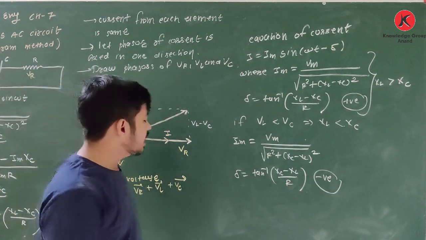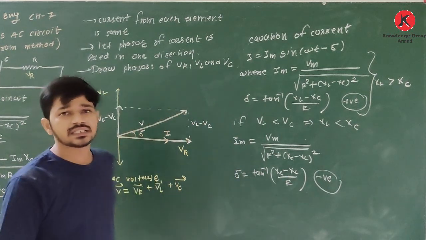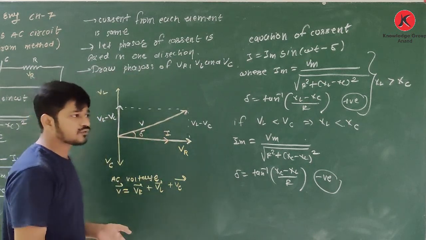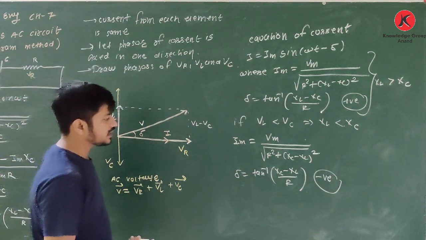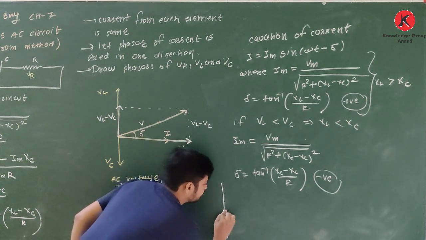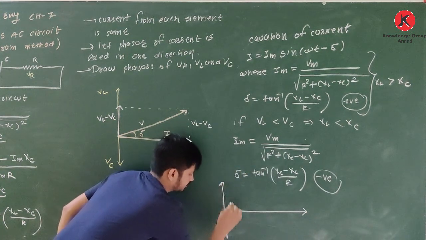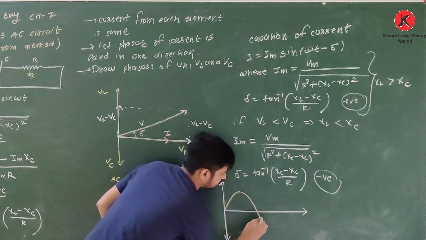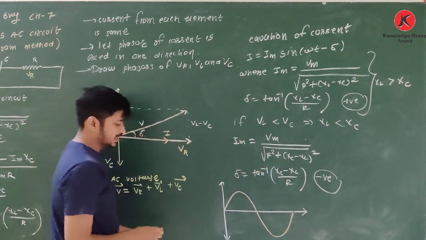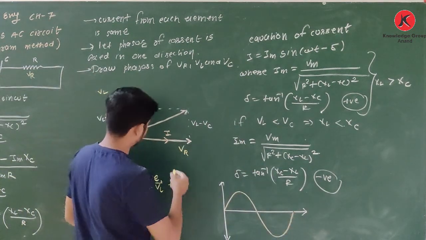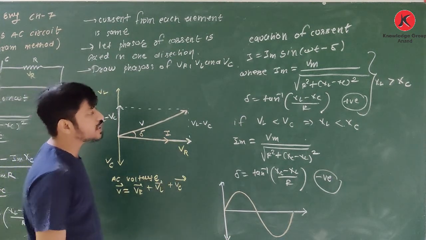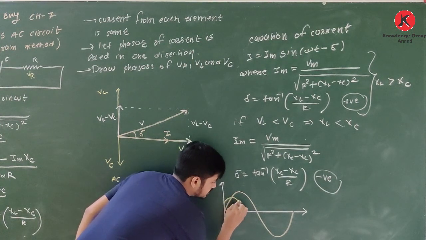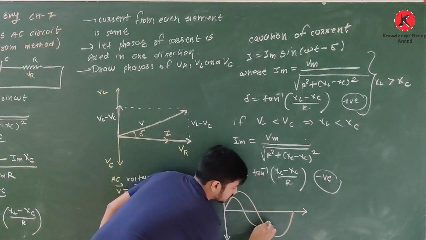Now, the last point, that is the graph. What is the graph of voltage and current? How to draw that graph? We know that V is equal to Vm sin omega t. Its graph is like this. And what is the graph of current I? It is like this.